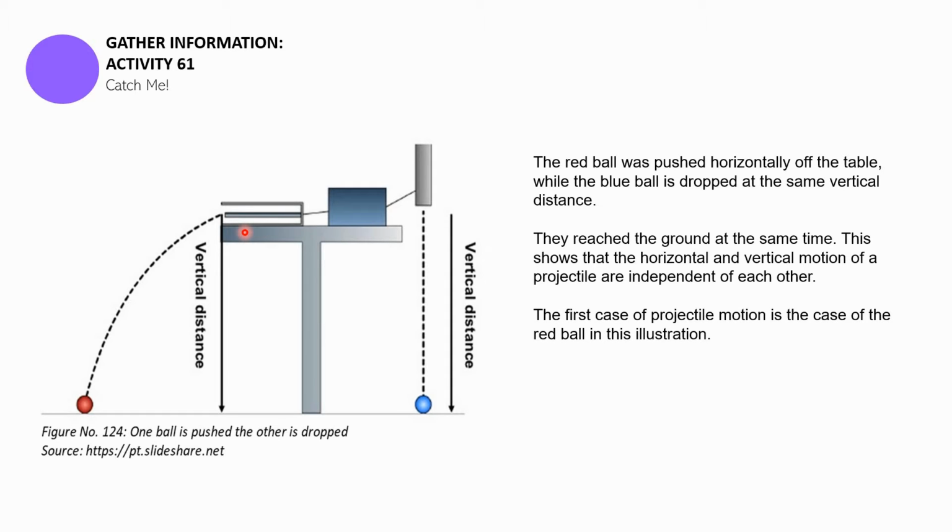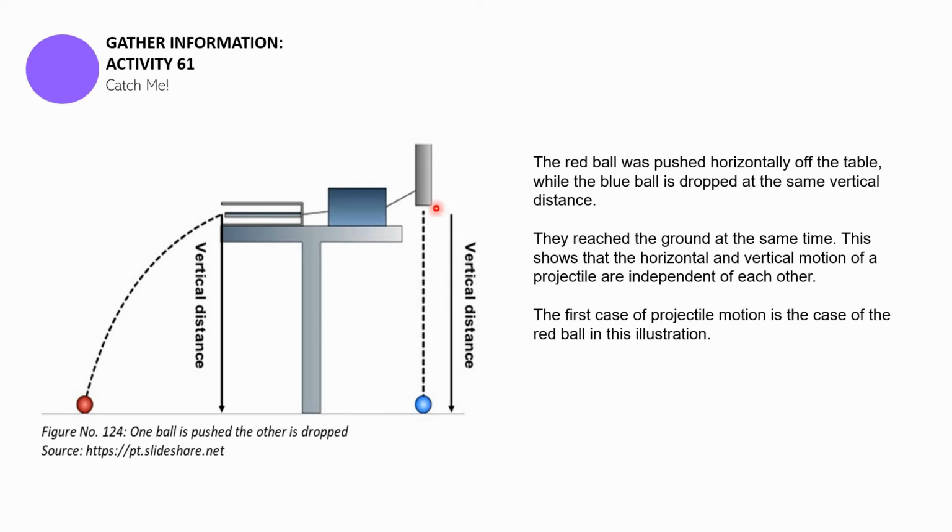Okay, so this is the first case of projectile motion. Ito siya. Itong pagkaka-launch ni Red Ball from the table, that is the first case of projectile motion. This one right here, itong si Blue Ball, hindi yan projectile ha, bali it's a free-falling body.